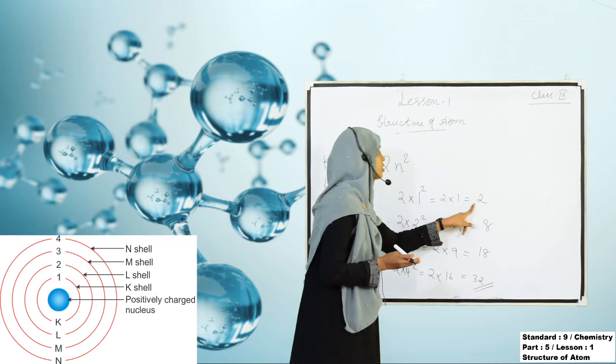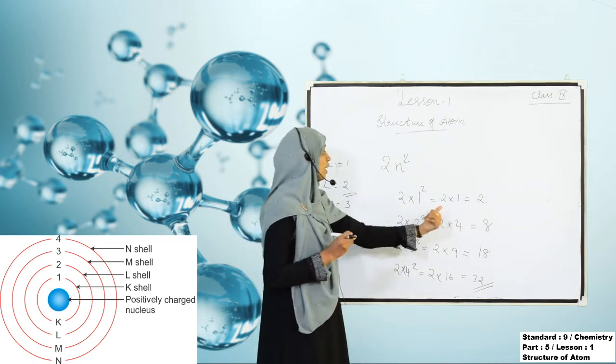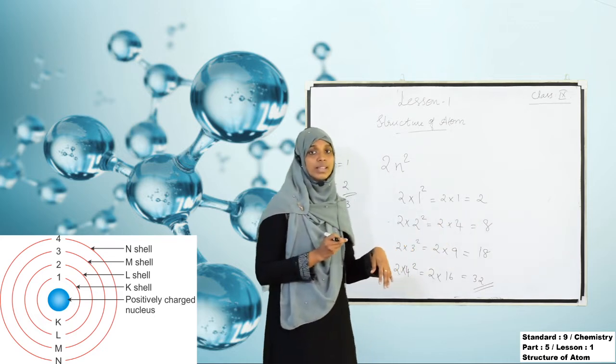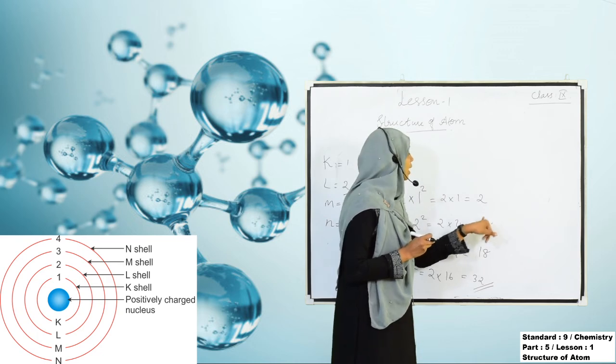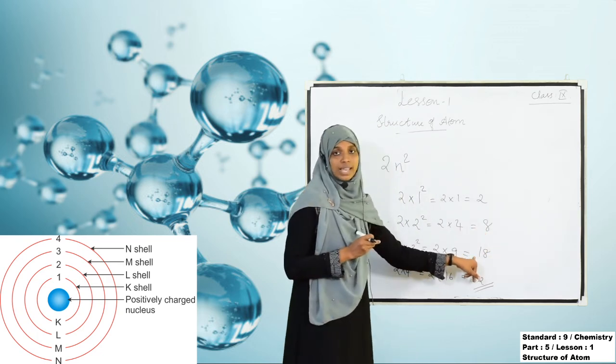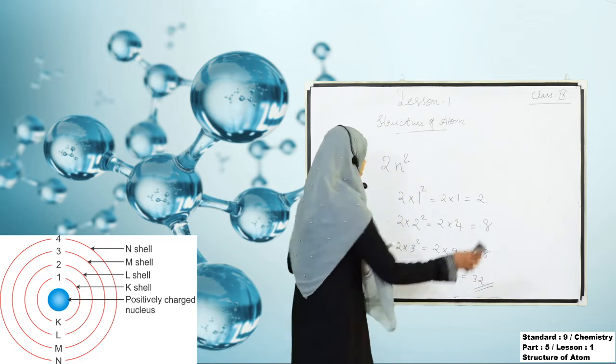As in K shell it is 2. From what equation? 2n square. From this equation we can write the maximum number of electrons a shell can occupy. In the K shell it is 2, in L shell it is 8, in M shell it is 18, and in N shell it is 32. So this is about the electronic configuration.